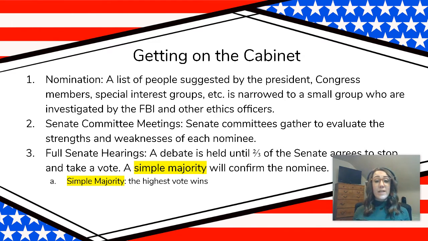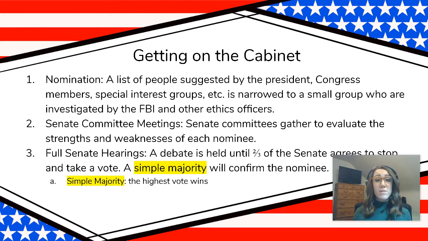So then the Senate holds huge meetings with everyone involved to try and knock as many people out as possible, get down to the smallest group, and then a debate is held. When 2/3 of the Senate agrees to stop all the hearings, they take a vote. A simple majority will put that person in place. Simple majority is just the highest score wins. So out of 100 Senate members, if 51, a majority, decide to vote that person in or out, then that person is in or out based on that vote.